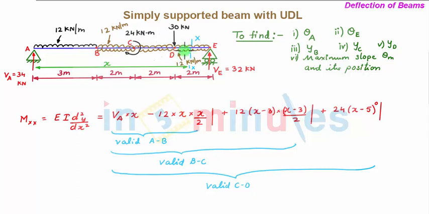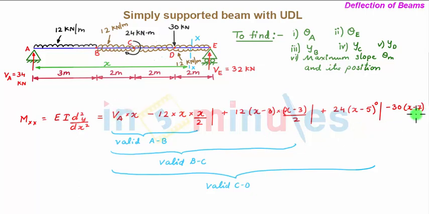Next, we move the section XX beyond point D such that it is between point D and E at a distance x from reference origin A. Now we see that there is an additional anticlockwise moment due to this downward force 30 kN, which is acting at a distance of x minus 7 meters. So we have minus 30 into x minus 7.